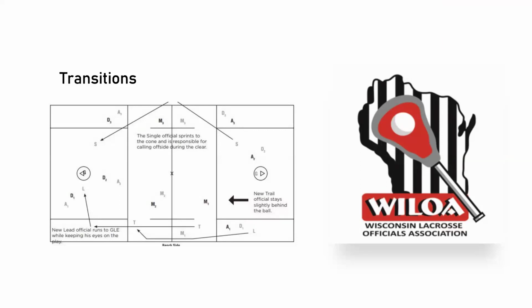Steve, real quick, in transition, who is responsible for the various counts? With the single side, the 10 and the 20. In 3-man, we want the single side to have the counts.